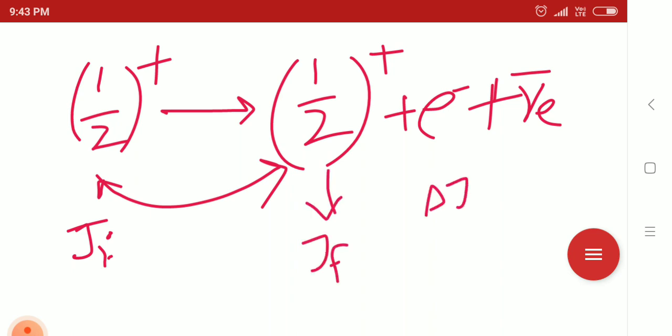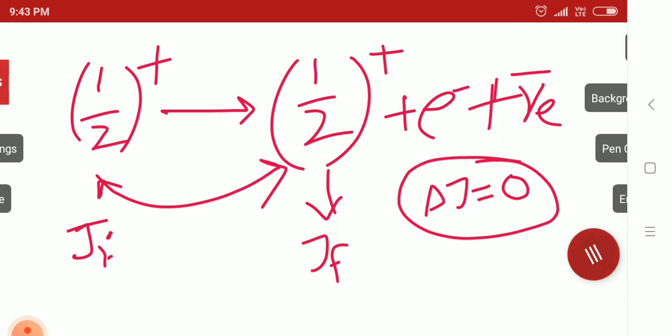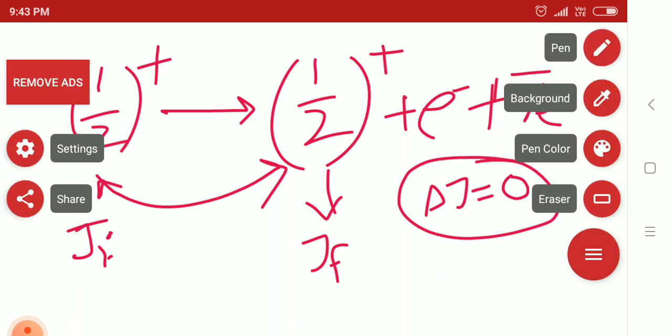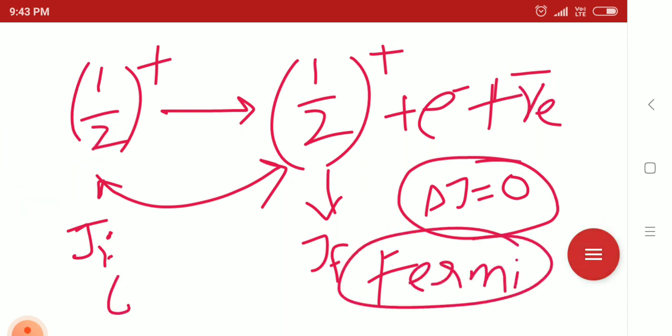So delta J is what? Delta J is 0. That means it could be a Fermi transition as well as a Gamow-Teller transition, because here delta J is 0, and delta J equals 0 is possible in both Fermi and Gamow-Teller transitions.